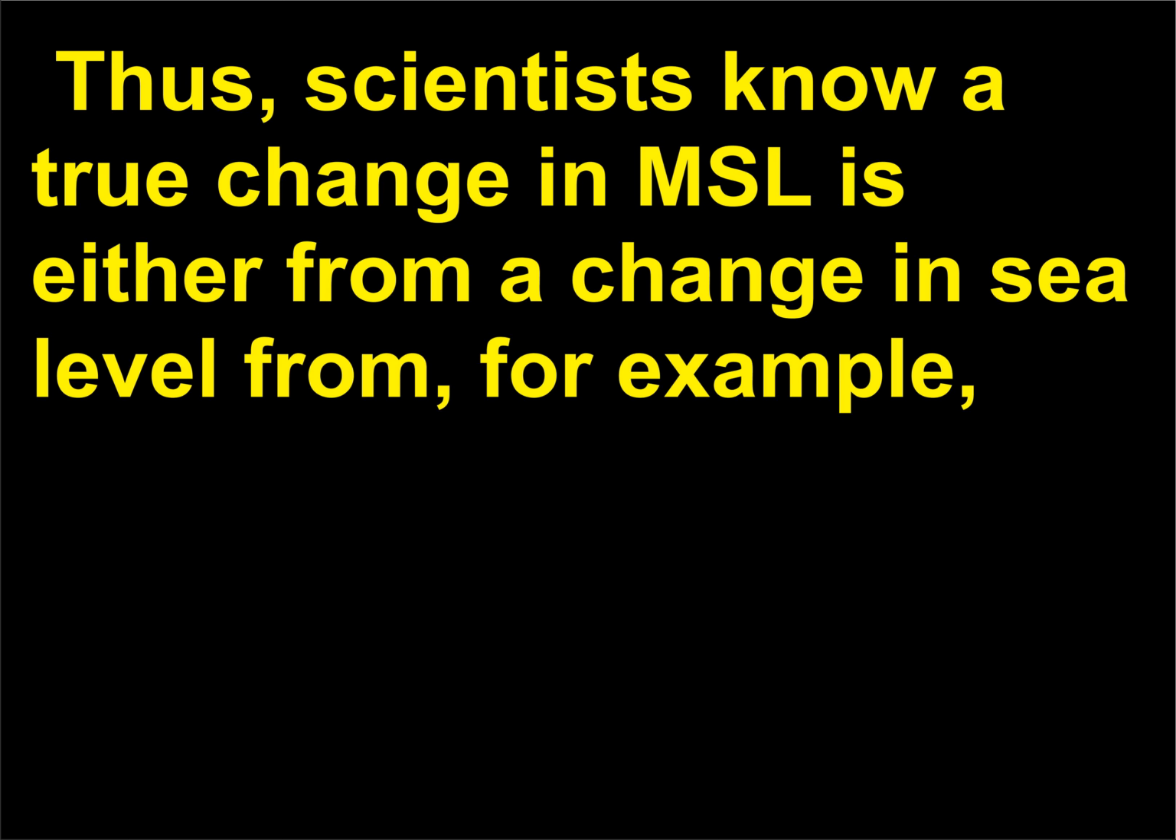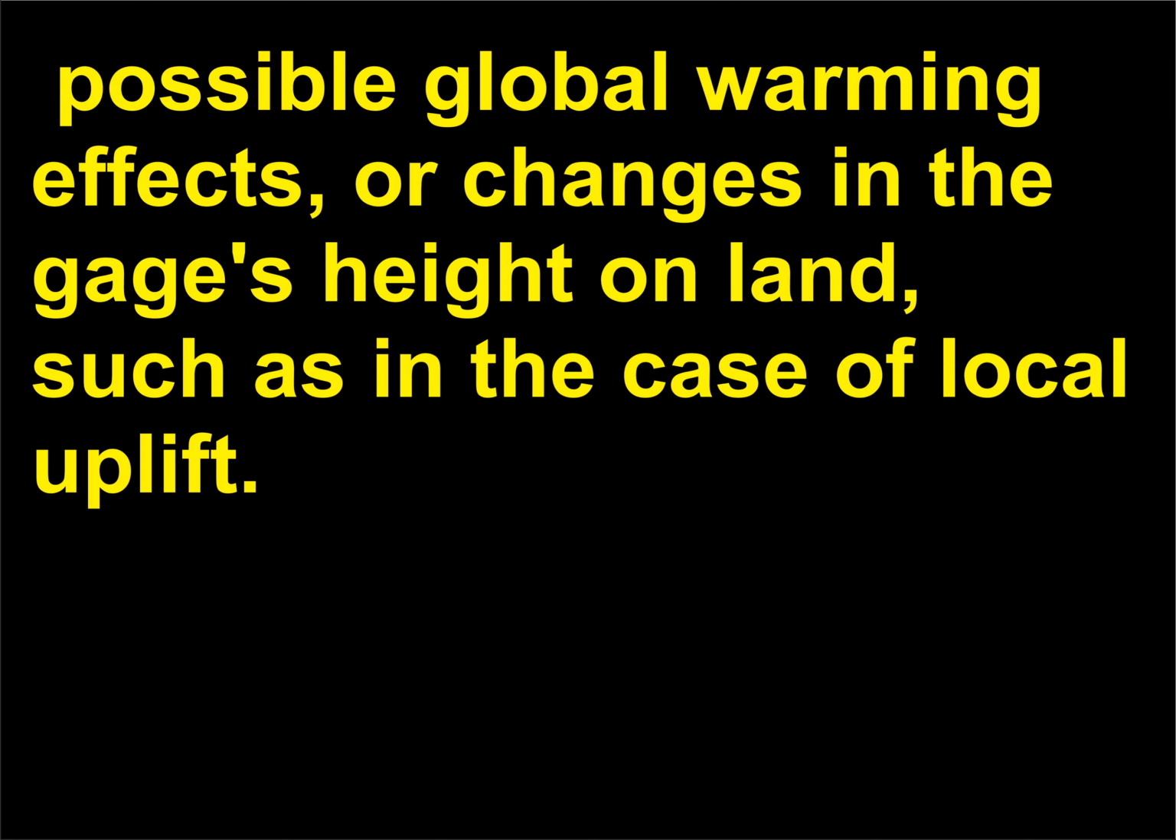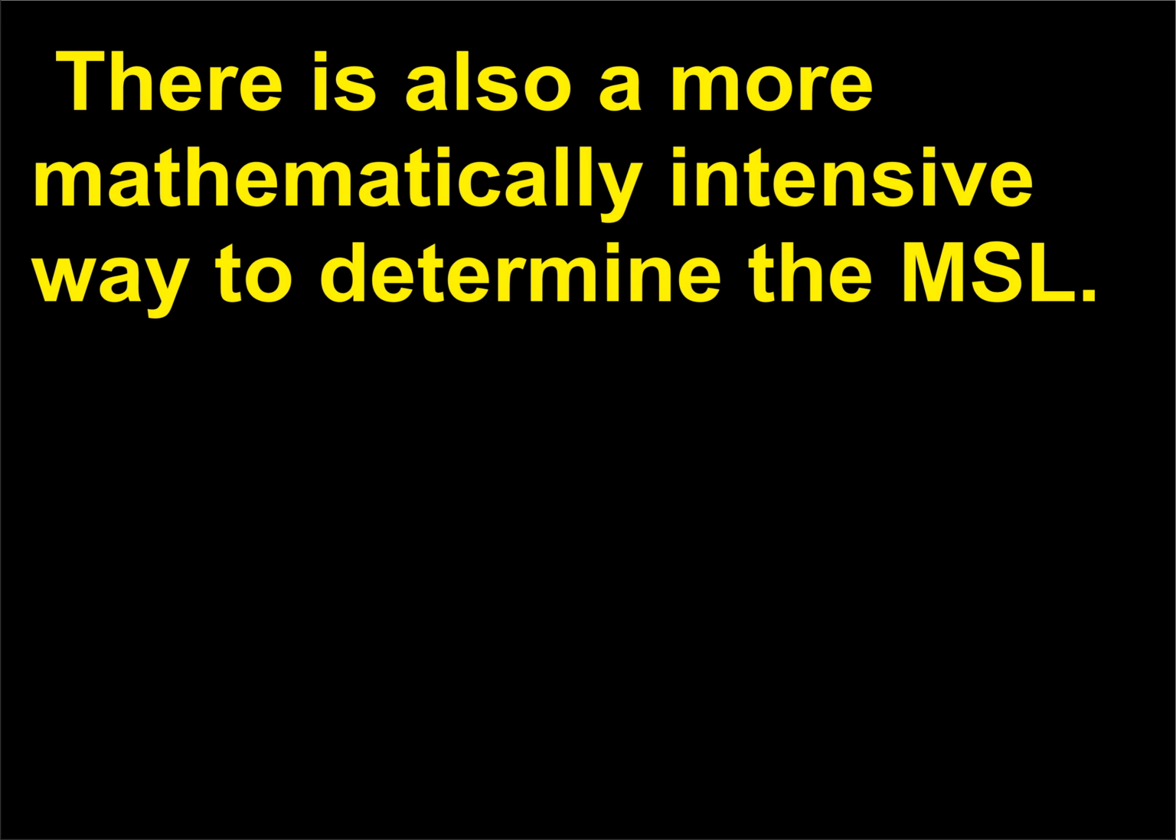Thus, scientists know a true change in MSL is either from a change in sea level from, for example, possible global warming effects, or changes in the gauge's height on land, such as in the case of local uplift. There is also a more mathematically intensive way to determine the MSL.